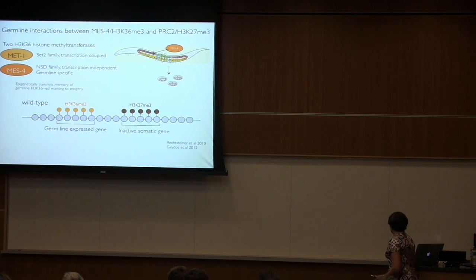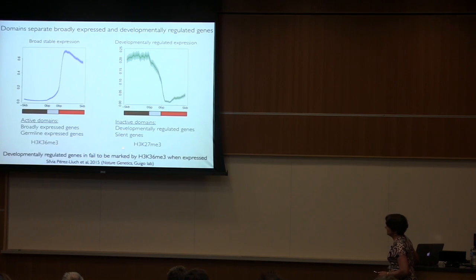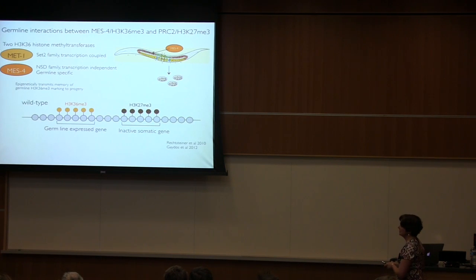Okay, so this association of germline gene expression and H3K36 trimethylation led us to look at the relationship between these domains and MES4, which is a germline-specific H3K36 methyltransferase that shows interactions with the polycomb system, which is where our inactive domains are, H3K27 trimethylation.